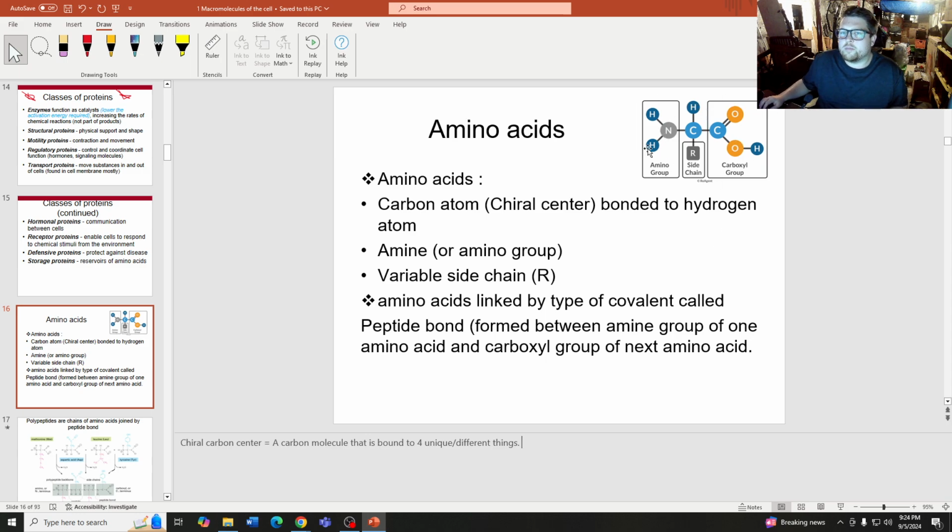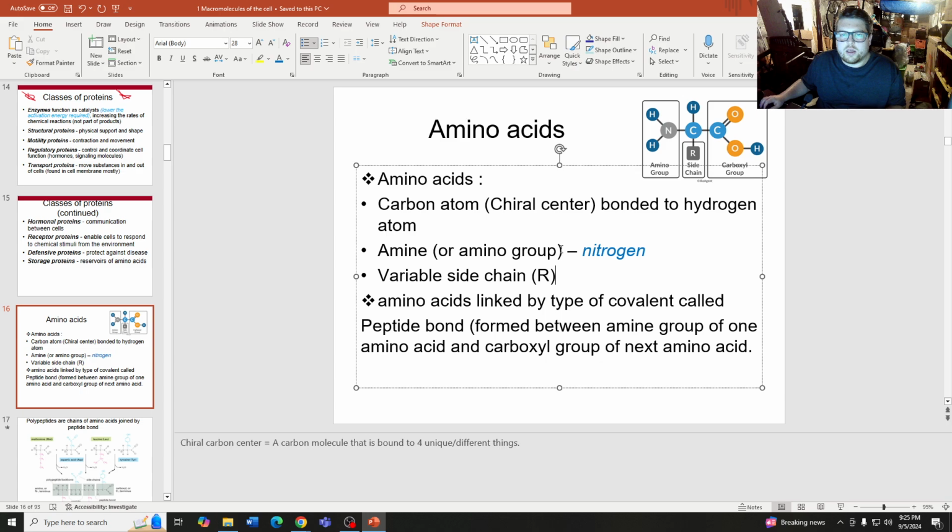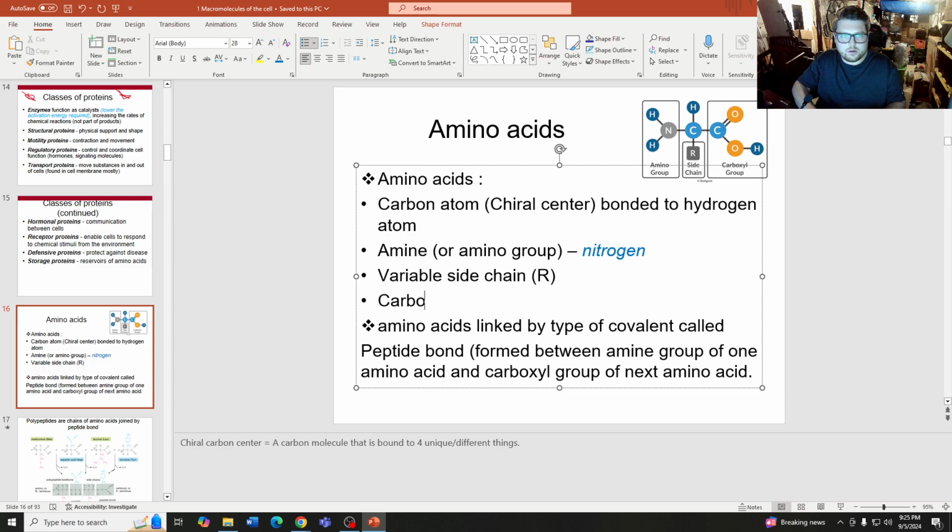On all of our amino acids, we are going to see the following. We're going to see an amino group, also known as an amine. This is a nitrogen that it's binding to. We have a carboxyl group. This is always a COOH, technically also minus. So we have an amino group, a carboxyl group, a singular hydrogen, and then a variable side chain, also known as an R group.